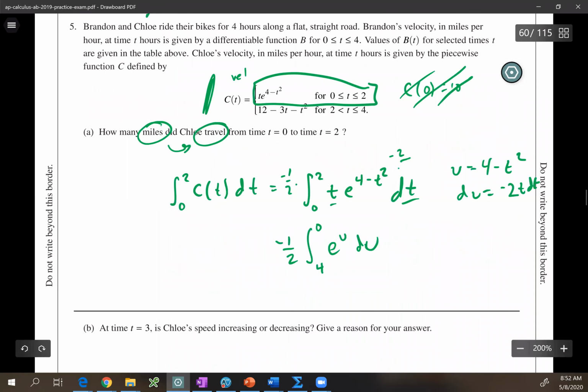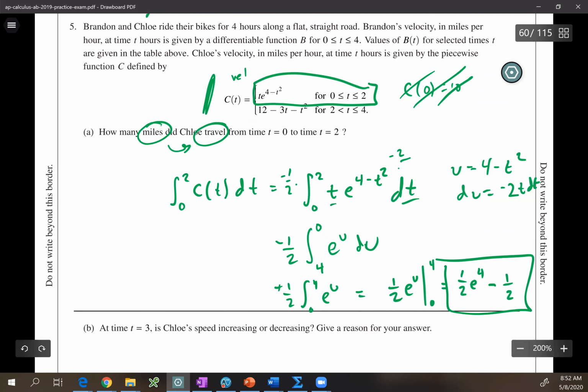If you want to flip that back positive, you can, and flip our endpoints. And we'd end up with 1/2 e to the u from 0 to 4, which is 1/2 e to the 4, minus 1/2 e to the 0, which is just 1. So that's our answer.